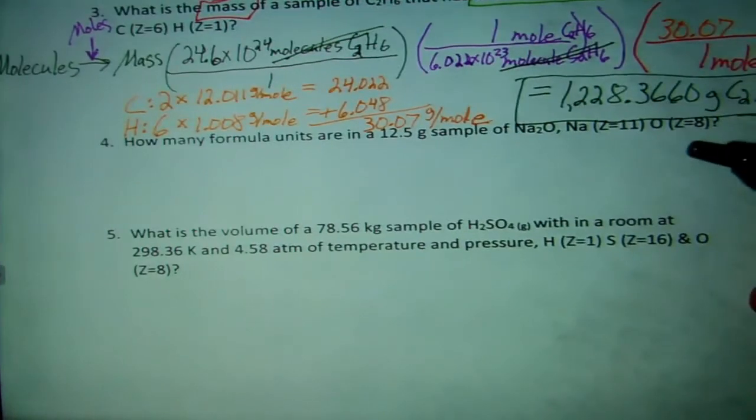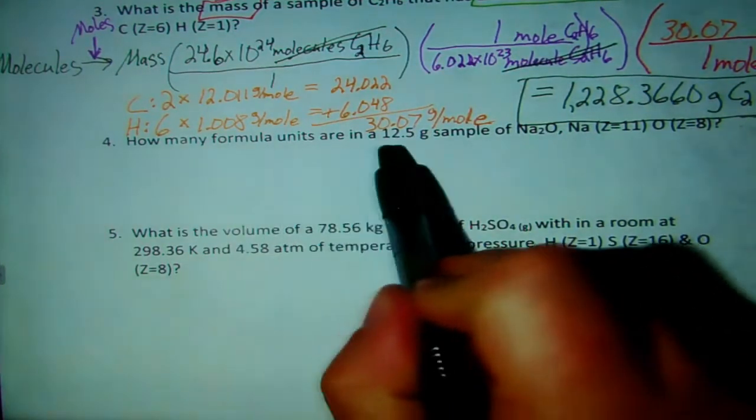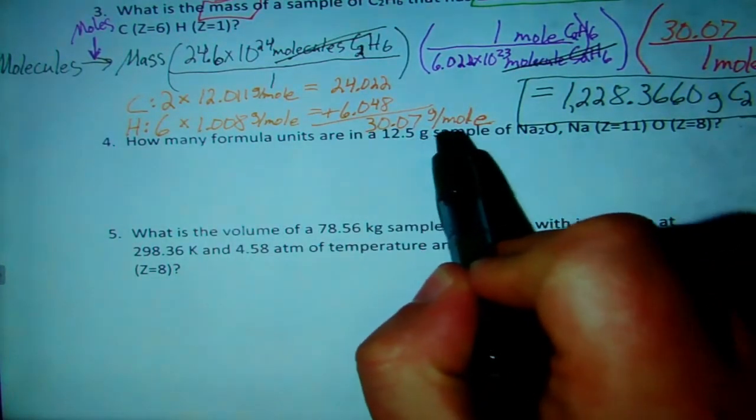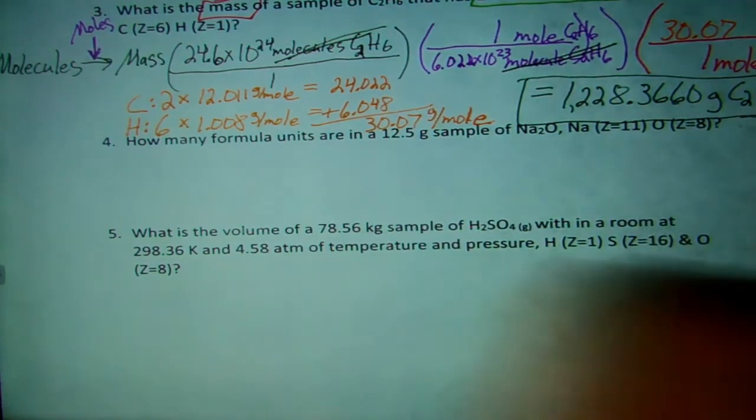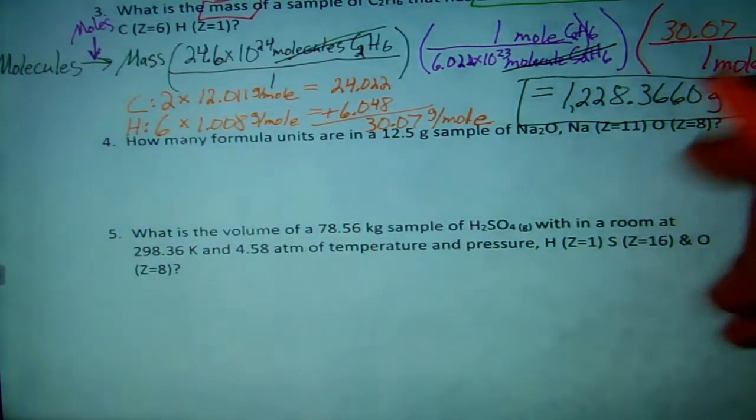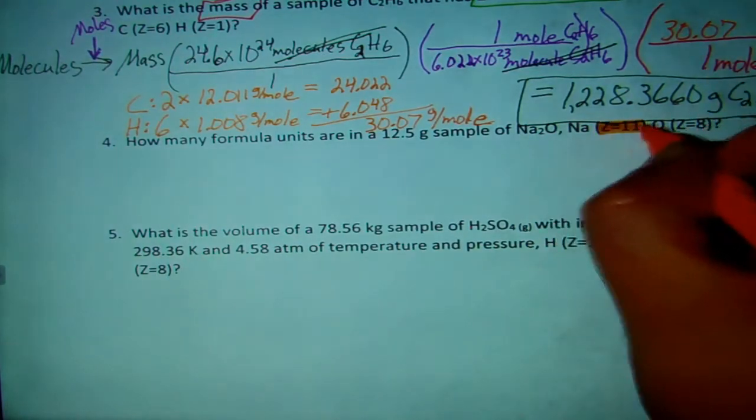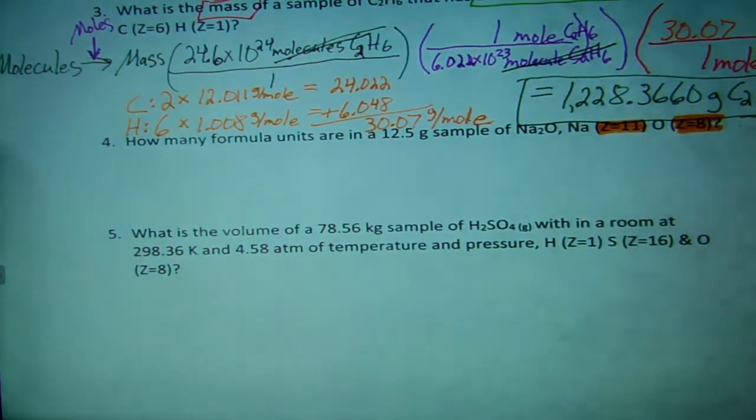Rolling it up a little bit more. How many formula units are in a 12.5 gram sample of Na2O? That is sodium oxide. I give you the information here. Just like before, all these are the atomic numbers, so you can find them off your periodic table really quick if you need them.